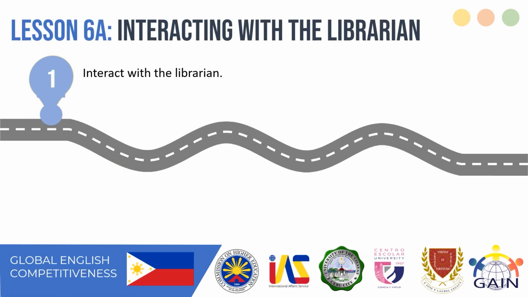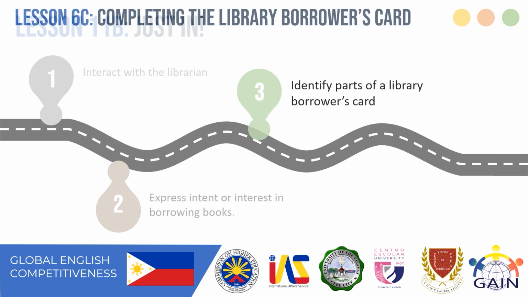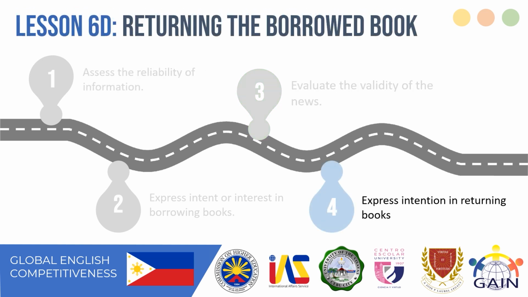As you can remember, we have already covered our first 3 can-do objectives. You already learned how to interact with the librarian. In lesson 6B, you expressed intent or interest in borrowing books. And in the previous lesson, you identified parts of a library borrower's card. This time, we're going to focus on our 4th can-do objective, to express intention in returning books.